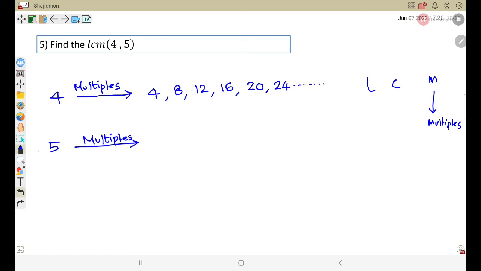Now, what are the multiples of 5? Multiples of 5. First number 5. 5 plus 5, 10. 10 plus 5, 15. 15 plus 5, 20. 20 plus 5, 25. Like that it is continuing.